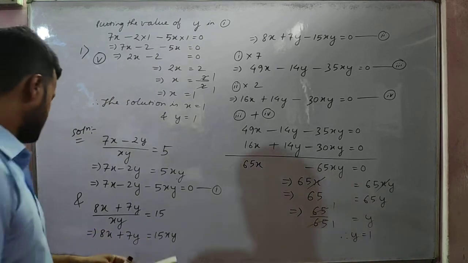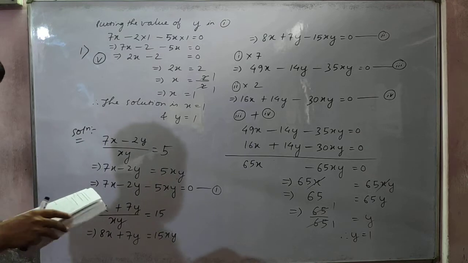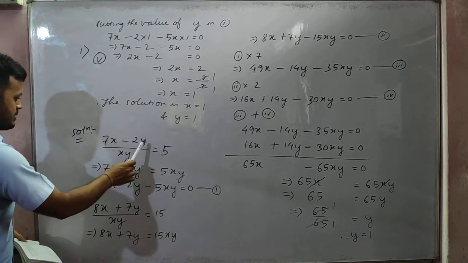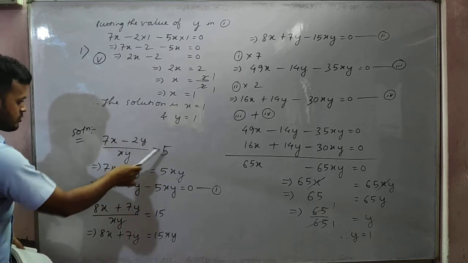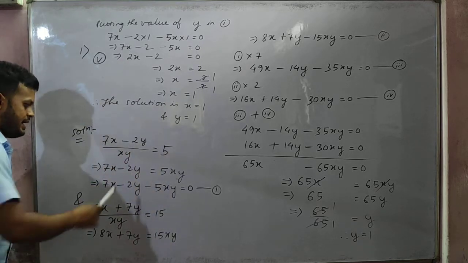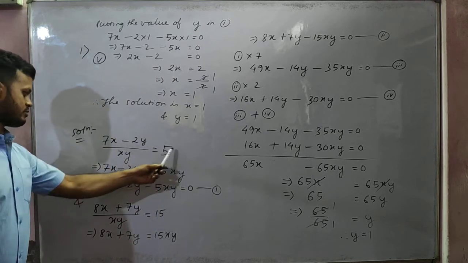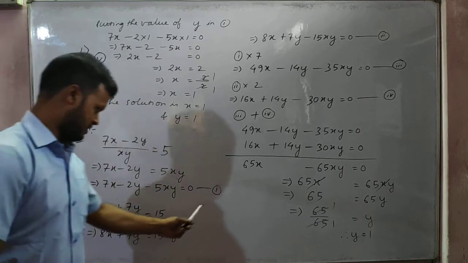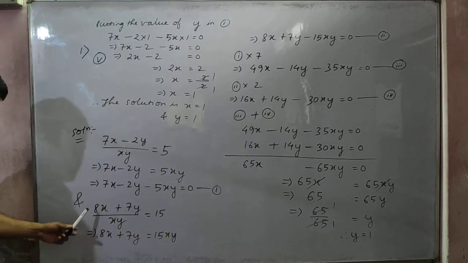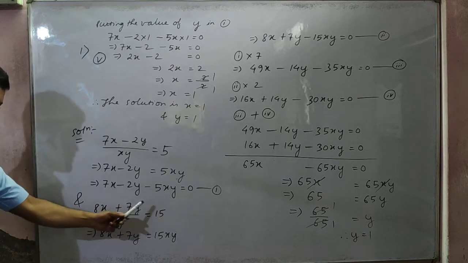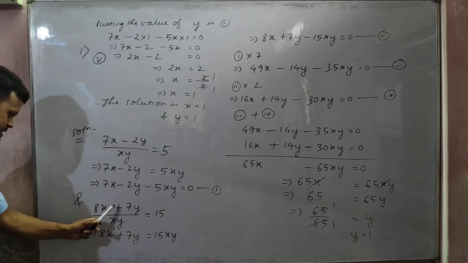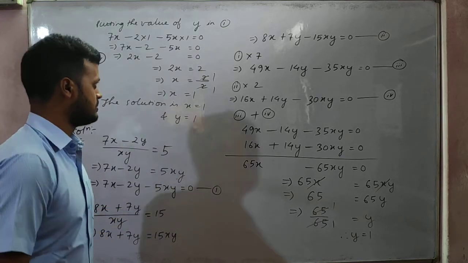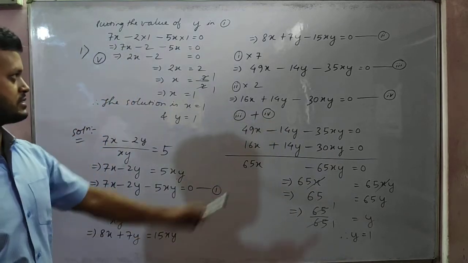So here what we did, students, let us see. The question is like this. We have to solve 7x minus 2y by xy is equal to 5. So xy cross multiplied, it becomes 5xy. Giving it to the left hand side becomes minus 5xy, like number 1. And the next one is 8x plus 7y by xy is equal to 15. xy will cross multiply, so 8x plus 7y is equal to 15xy. 15xy will bring to the left hand side, so marking number 2.